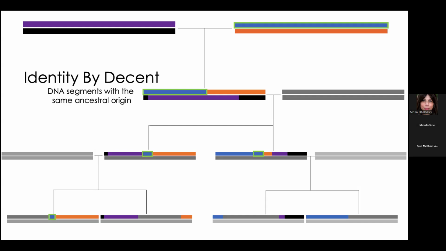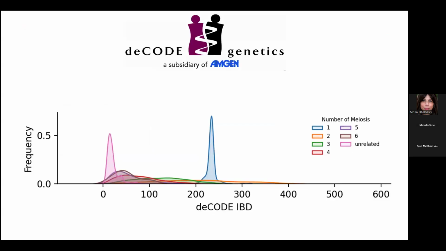Now, this is a mostly random process, which leads to some pretty weird effects. Kristen spent a month in Iceland working with Decode, which is an Icelandic genetic company. It's now bought by Amgen, which is a giant pharmaceutical company, but they've sequenced most of the Icelanders. And they also know all of their ancestry. So they matched family tree with genetics. And we went through and Kristen calculated the amount of sharing between, you know, one meiosis is parent child, two meioses is like grandparent and so forth. And you can see that there's this really strange overlap.